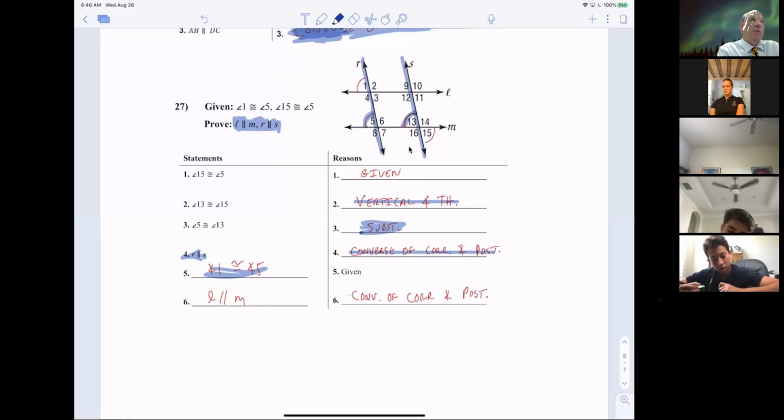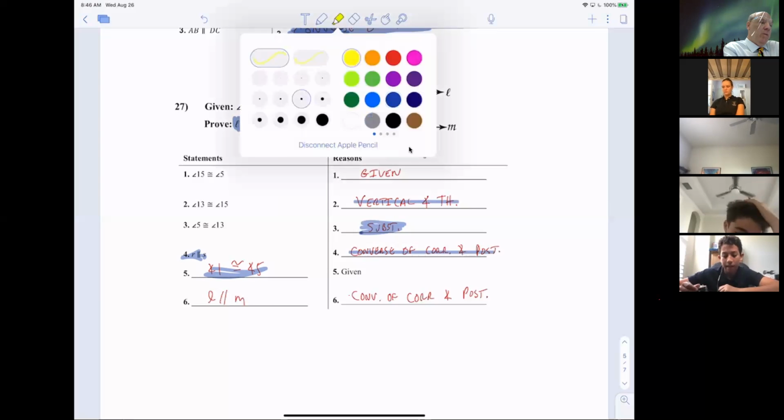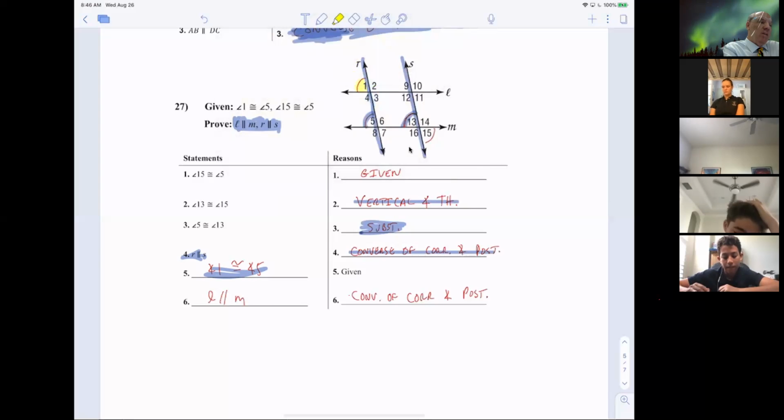Yes, top left, top right, bottom left, bottom right. That's how I describe it. So look right here. This is the top left. This is the top left. Does that make sense now?